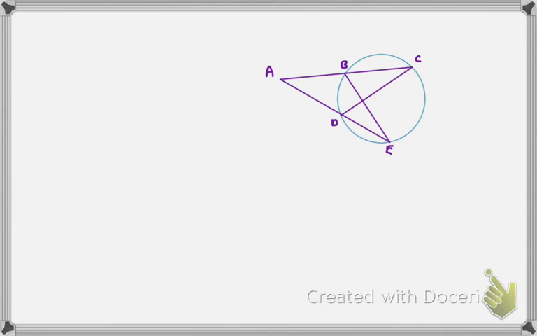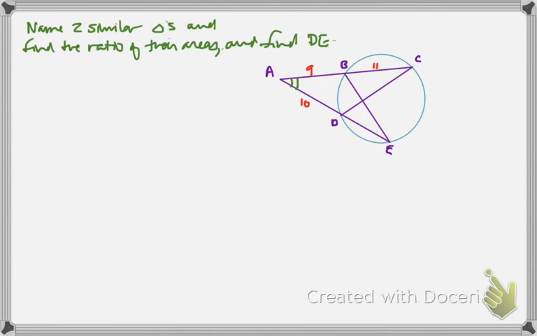So you have a circle. You have a point A, external to the circle. And the line comes in and it intersects with point D here at the circle edge, and then point E over here, and then B and C. So go ahead and draw that out, and then we're going to go over it. Okay, so I filled in some values for you. You have 9, and you have 11, and you have 10. It says, name two similar triangles and find the ratio of their areas, and then find the length DE.